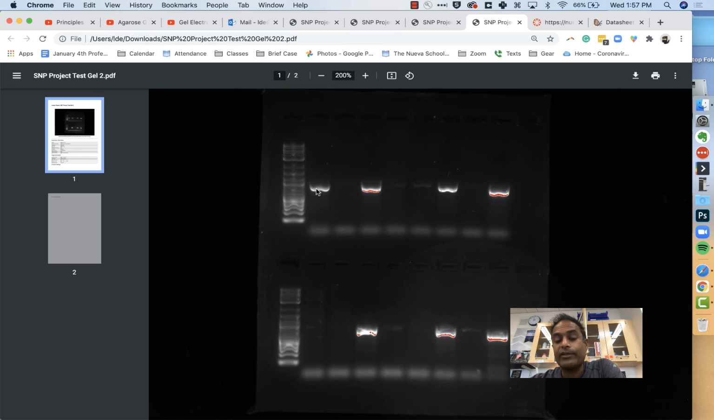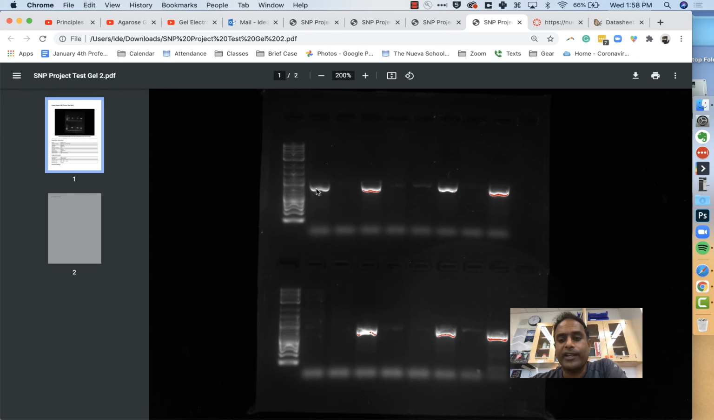If my DNA was supposed to be 800 base pairs from one end of the primer to the other, again, the distance between the primers plus the beginning of the primer. So we're not just doing the distance between, but from the beginning of one primer to the end of the other. Here should be 800 base pairs.